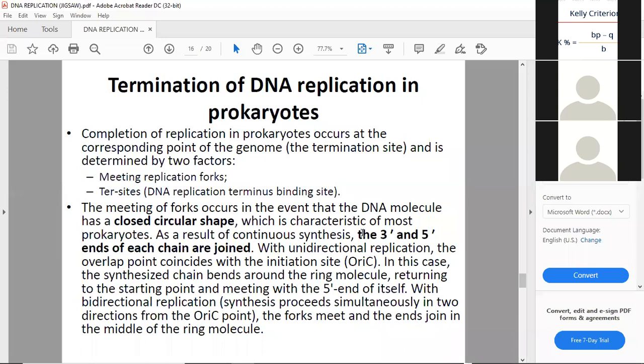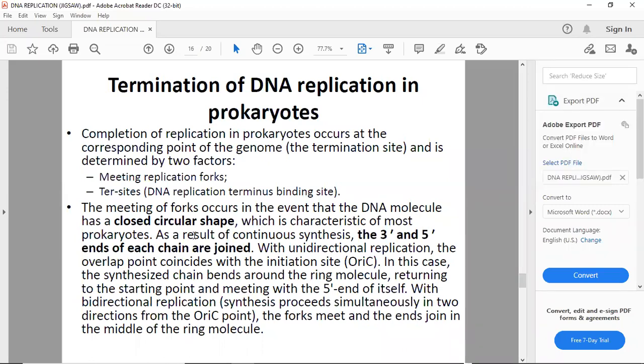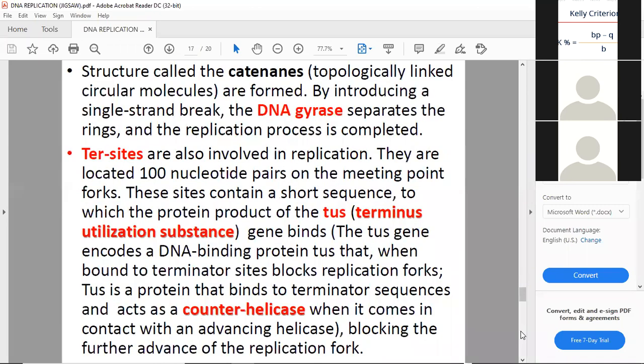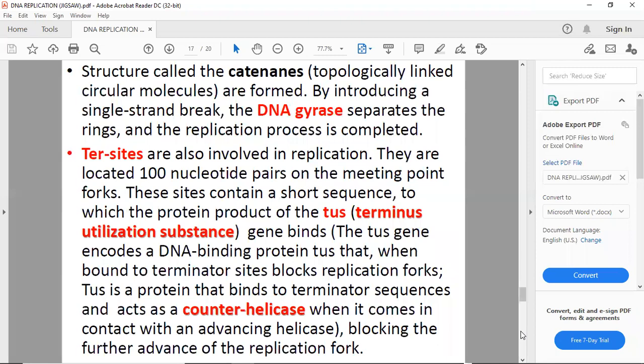Therefore, as a result of continuous synthesis, the 3' and the 5' ends of each chain are joined. So when the two replication forks meet, then there could be termination. We're going to look at the events that take place when those meet. Then we have structures called catenanes, which are topologically linked circular molecules that are formed. Therefore, DNA gyrase will then separate the rings, or the circular daughter molecules. The circular DNA molecule will be separated, leading to the completion of the replication process.